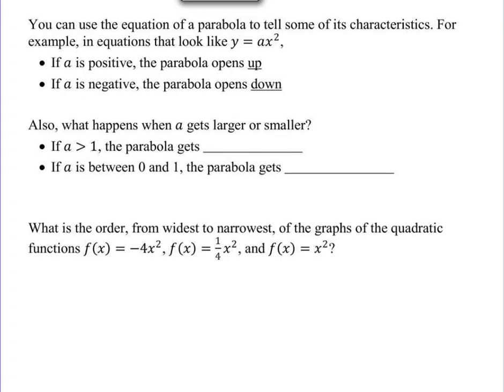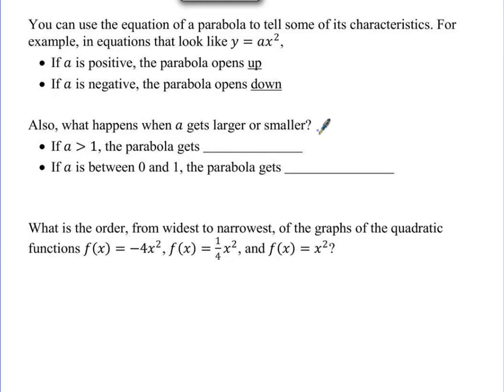So now back to the notes. You can use the equation of a parabola to tell you some of its characteristics. Characteristics means the things that you notice about it. For example, in equations that look like y equals some number times x squared, that's exactly what we were just dealing with. If a is positive, then the parabola opens up. If a is negative, then the parabola opens down. That's what we just saw.